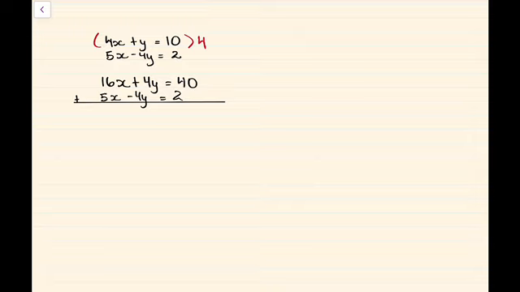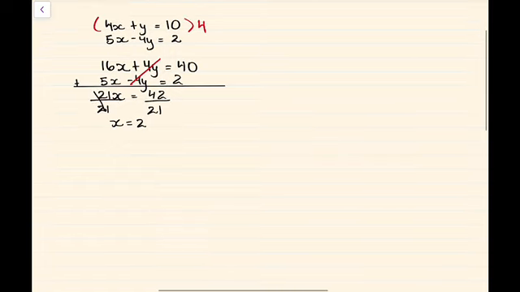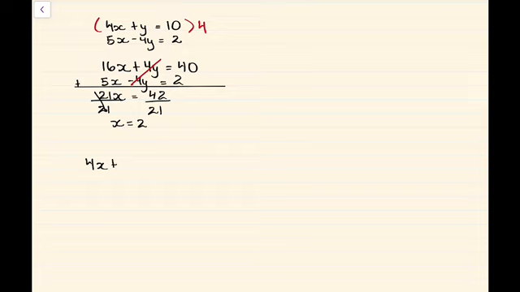16x plus 5x is going to give us 21x, and 4y minus 4y cancels out to 0. So we're going to have equal 40 plus 2, which is 42. So now we're just going to solve for x by dividing on both sides by 21. And we know that 21 goes into 42 2 times. So we've solved for x already. Now what we're going to do is use the first equation to solve for y.